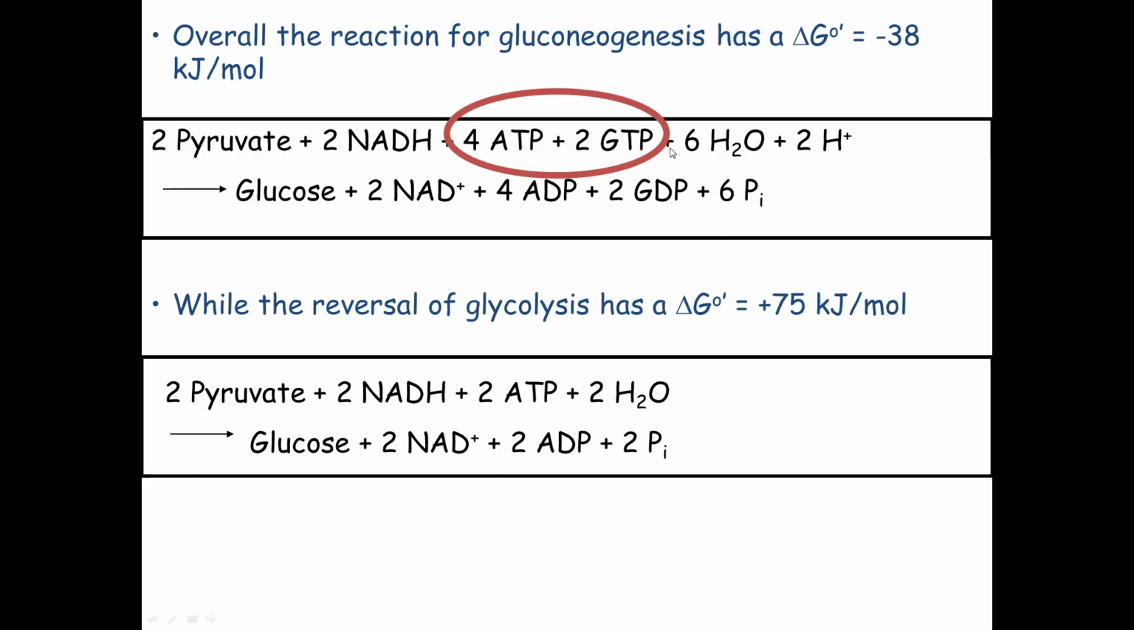It's because we're hydrolyzing 6 ATP equivalents here. Right? Here we get 2 out of it. Here we have to input 6. 4 ATPs and 2 GTPs.